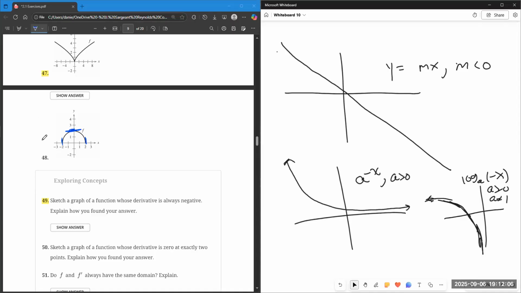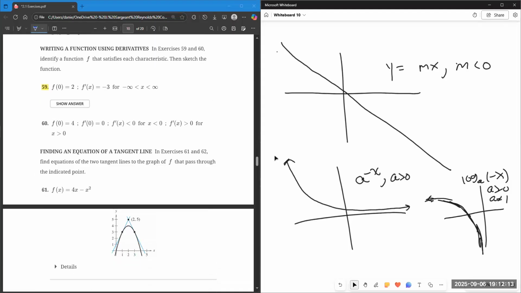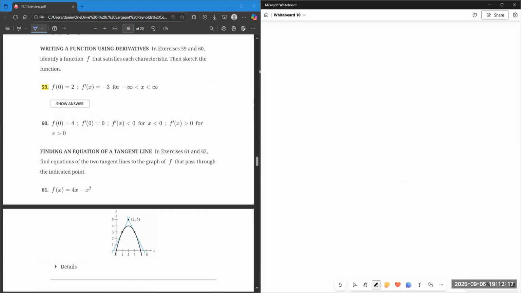So that was 49. Let's go down to 59. Writing a function using derivatives. So we have a 0.02 that's on the graph, and we have a slope that's constant of -3. So I can write the equation of the function y equals -3x plus 2, since I have the slope and the y-intercept. That one's pretty straightforward.